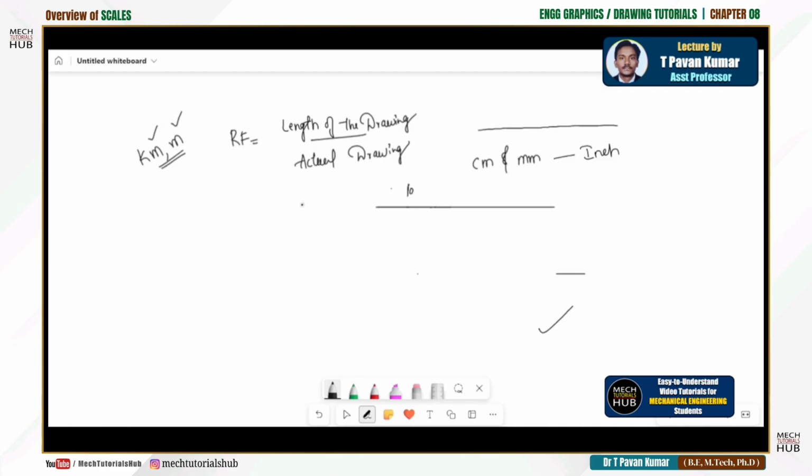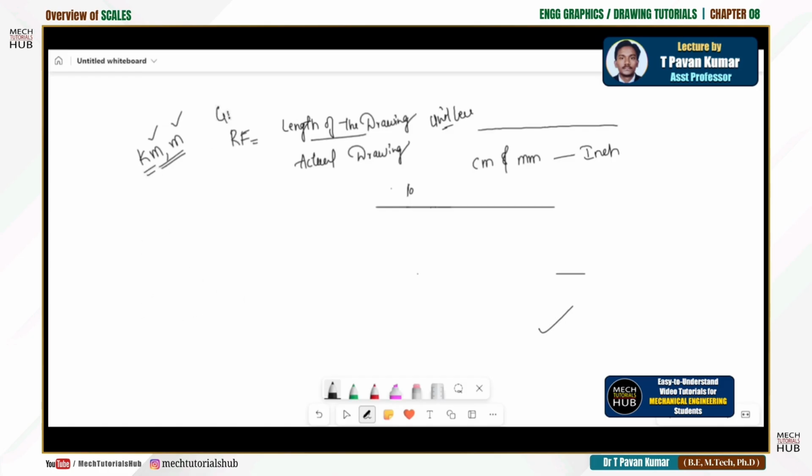Now, for example, RF is equal to the length of the drawing by the actual drawing, as I said. Whatever the RF value might be, you have to convert completely, because this is a ratio which is unitless. You have to convert the length of the drawing in centimeters and the actual drawing in the same units, and when you calculate, you are going to get a unitless factor only, where both the units get cancelled. And the measure up to distance will also be given, what scale has to be drawn and what should be the length of the scale.